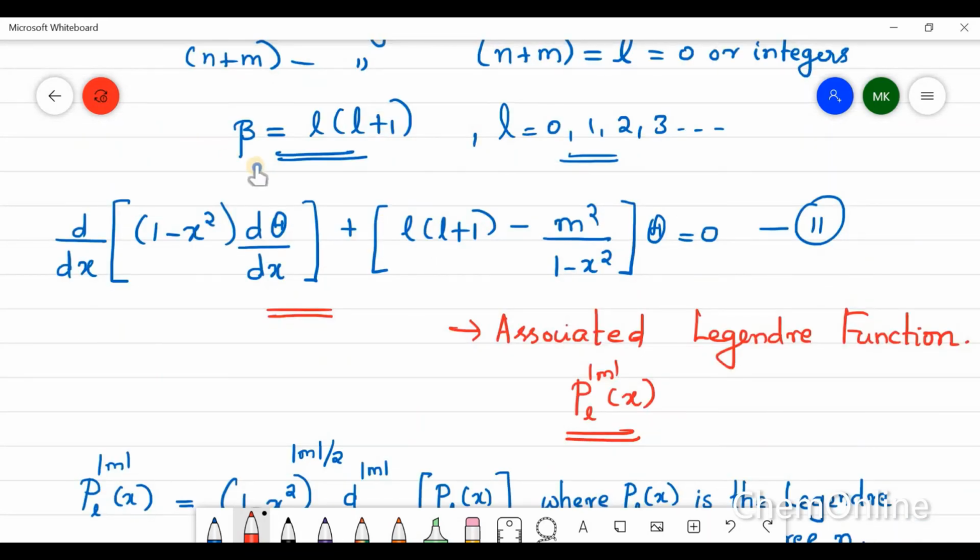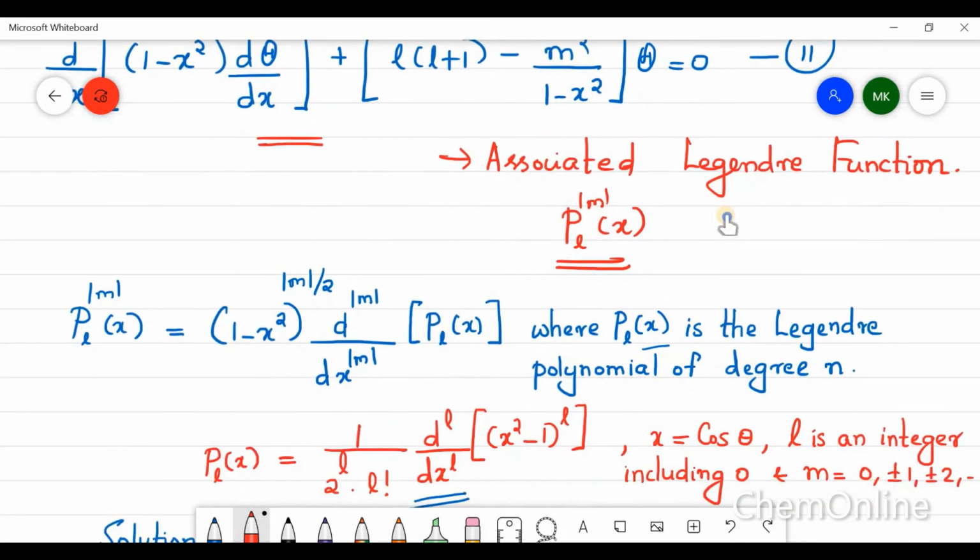Now substituting for beta in the Legendre equation, we get d by dx of 1 minus x square d theta by dx plus L into L plus 1 minus m square by 1 minus x square into theta equals 0. Equation 11. The solution of this equation contains the factor called the associated Legendre function, which is denoted as P L m of x.